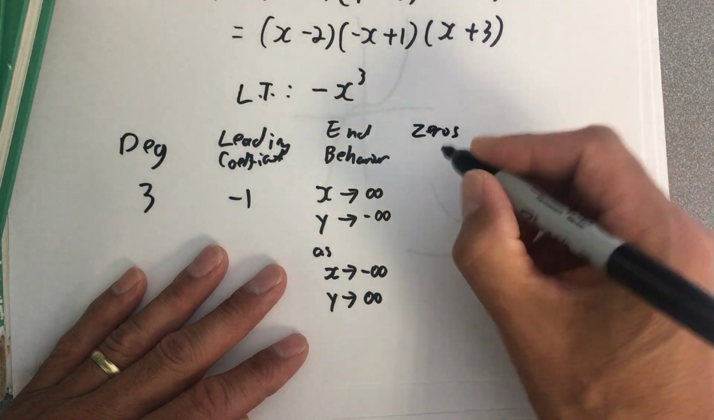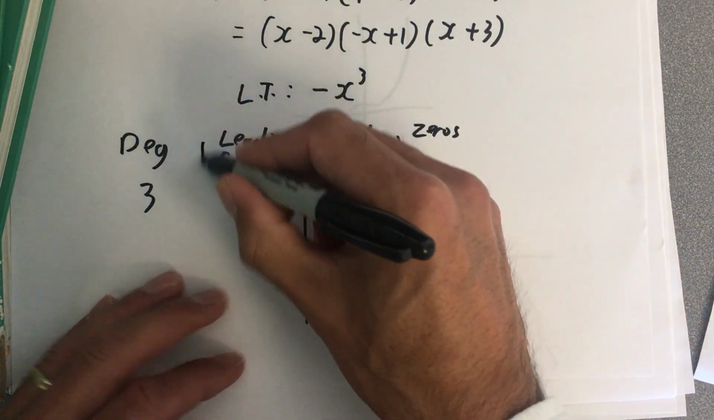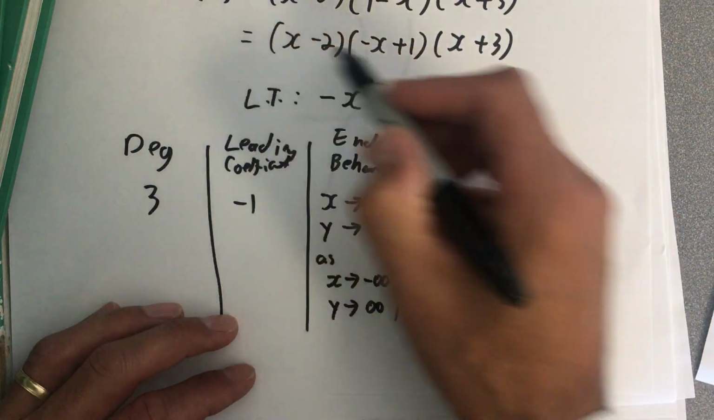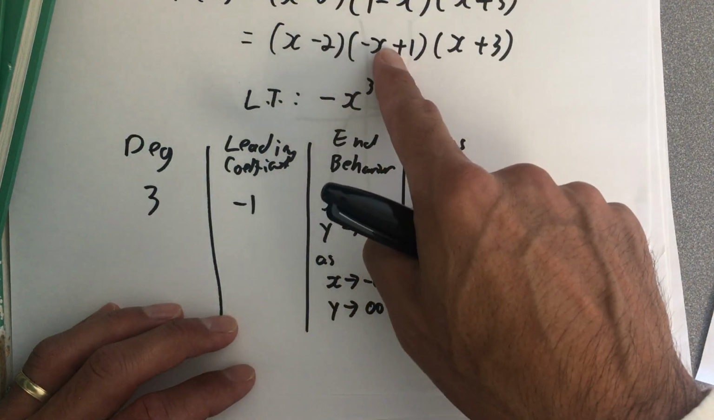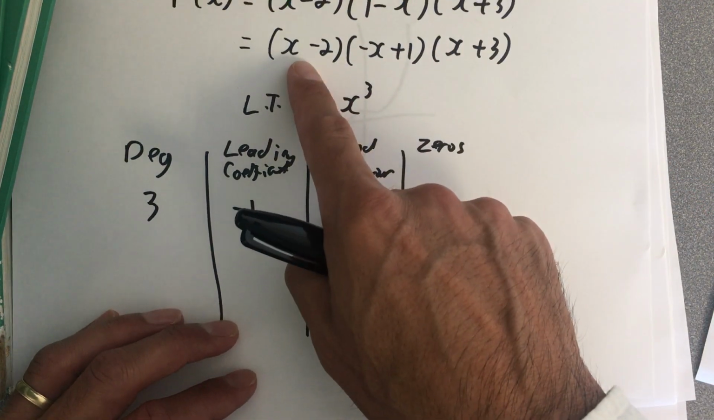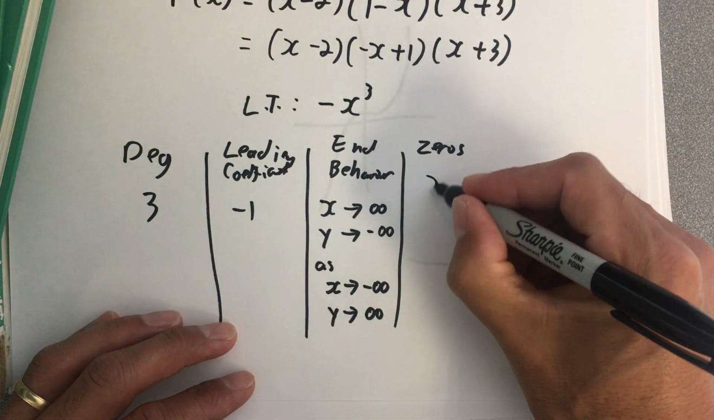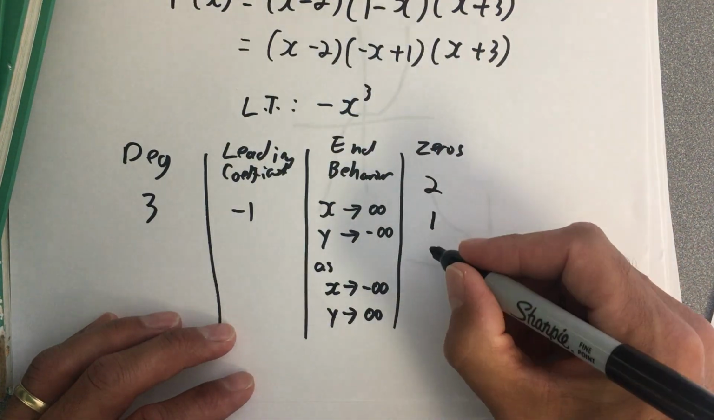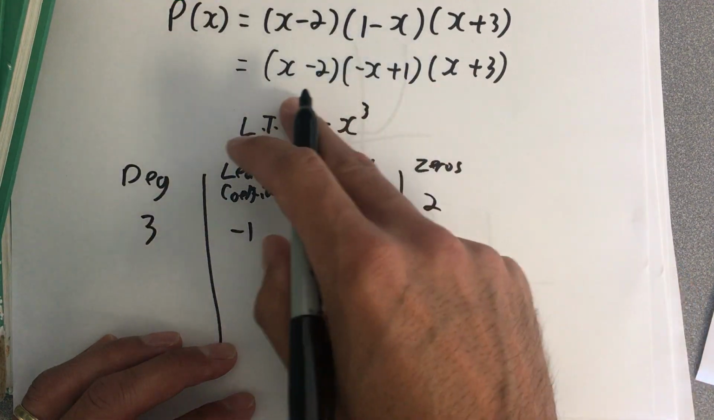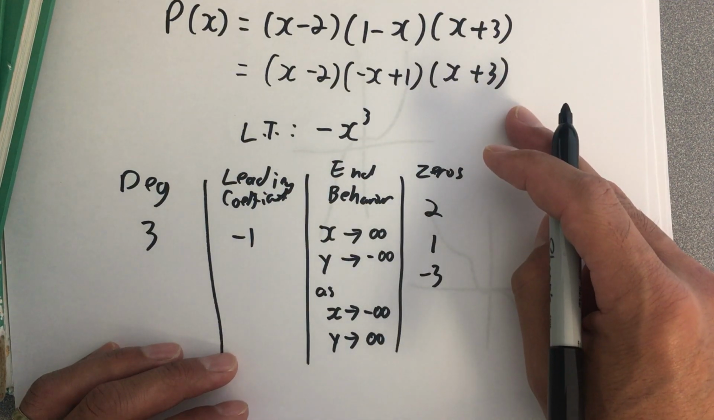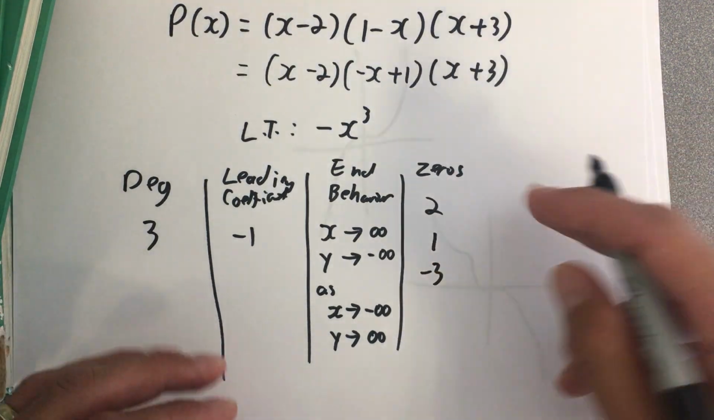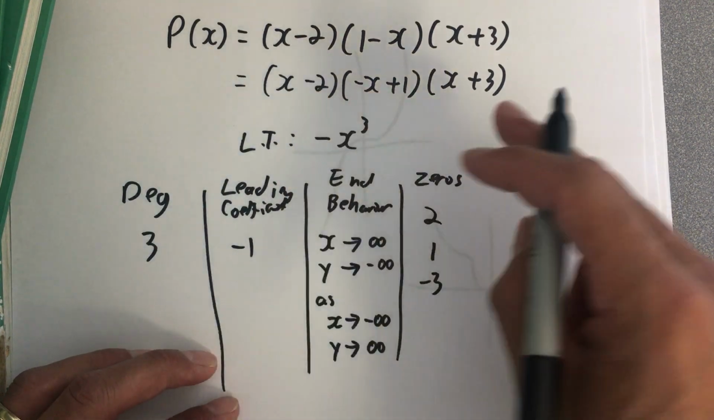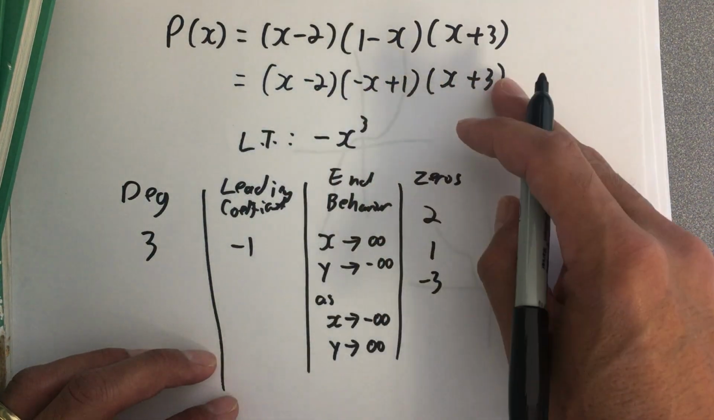Finally, my zeros. Your zeros are the points where this intersects the x-axis, so it's the points where y is equal to 0. For this to intersect the x-axis, one of those factors has to be equal to 0. So either x is 2, or 1, or negative 3. If that's not immediately obvious, I suggest you check out a video on solving quadratics by factoring. It'll go over in more detail how we've got that. But here, if x is 2, if it is 1, or if it's negative 3, that's going to make the whole thing 0.